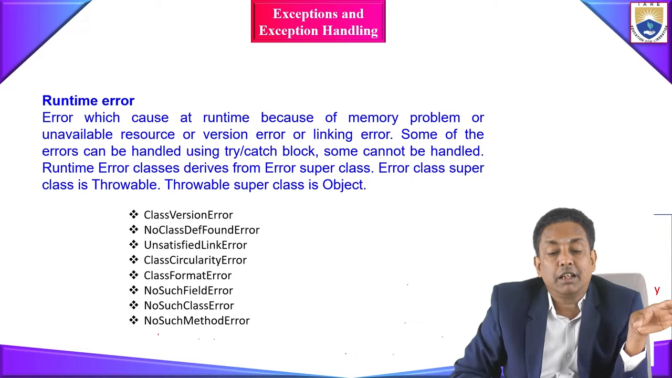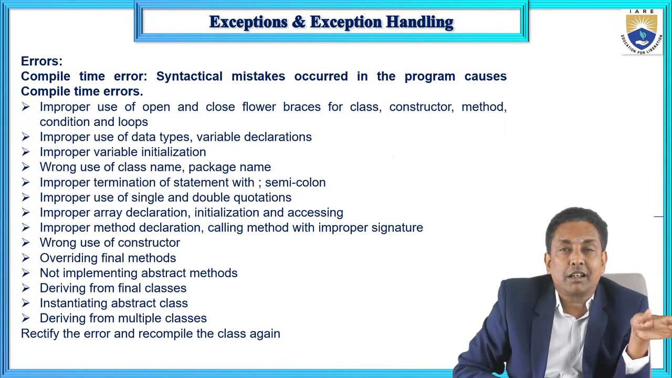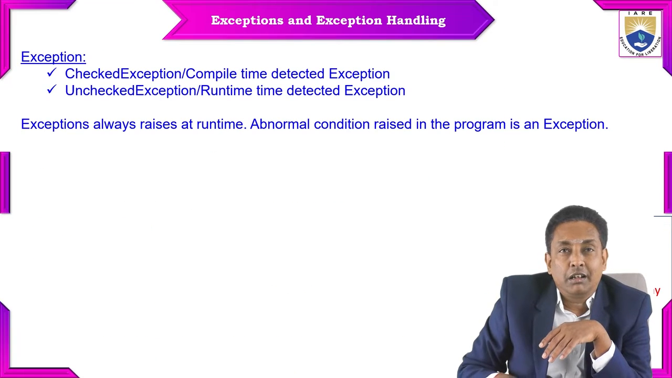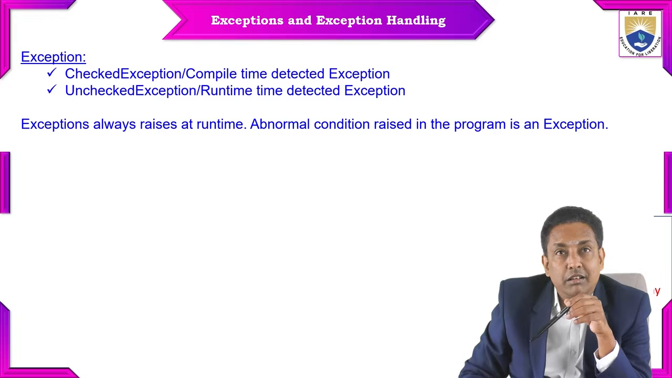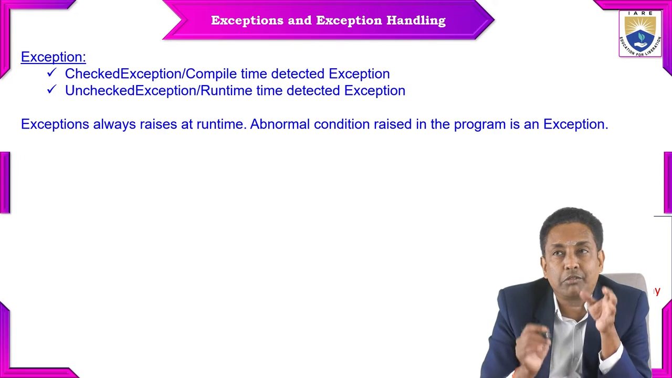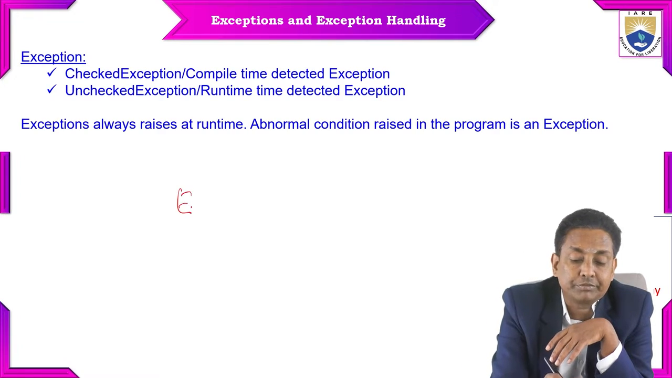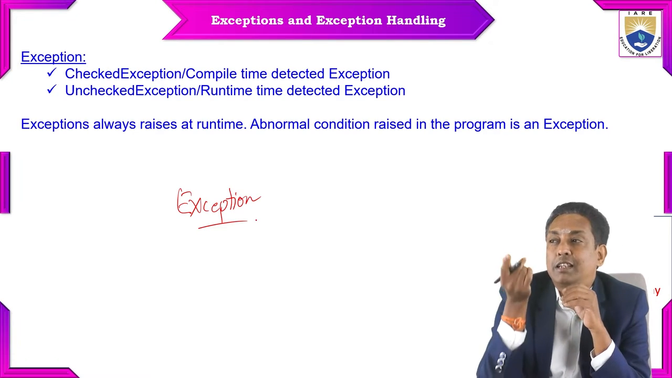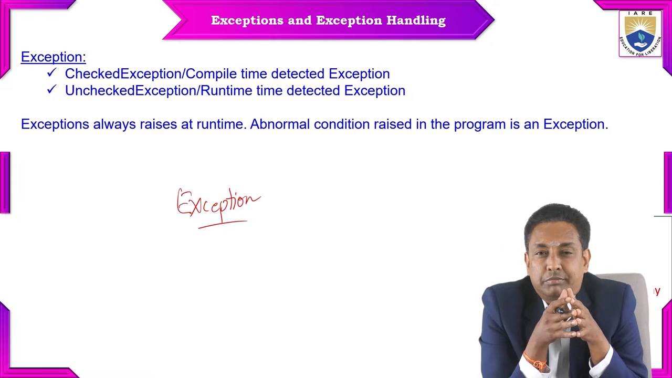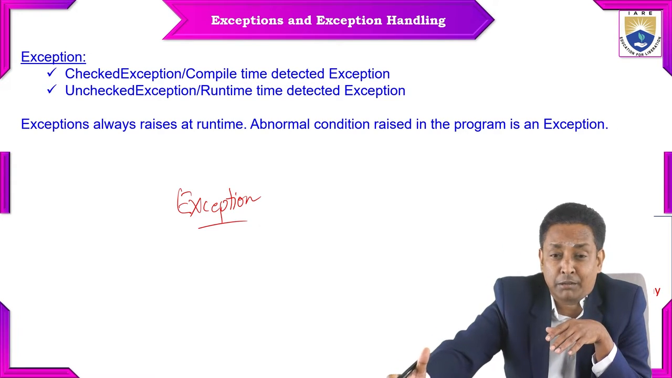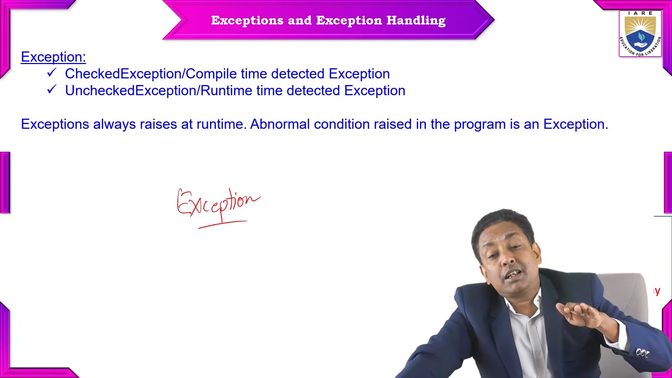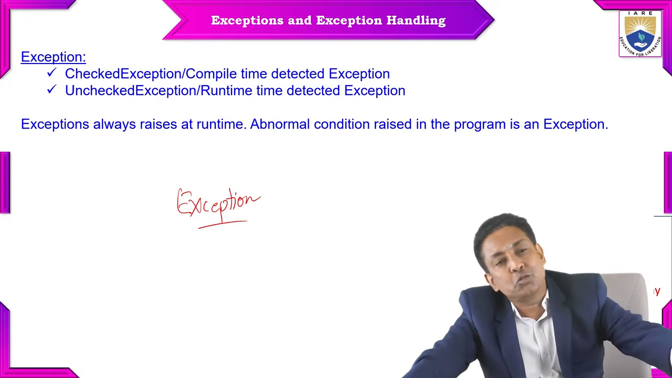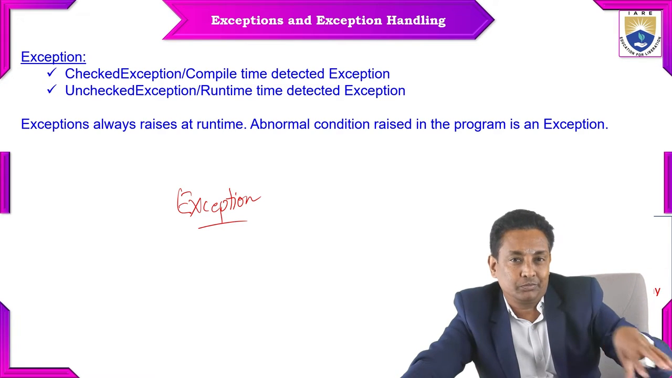That is about errors: compile time errors, syntactical errors, and runtime errors, as we discussed. Now, the main topic in this Java topic is exception. Tell me, do errors occur at compile time or runtime? Most syntactical errors always cause a compilation error. So errors mostly occur at compile time, but not at runtime.